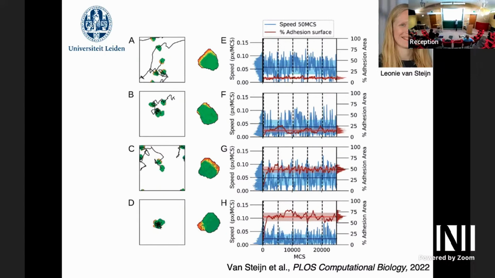Anyway, just looking for different things. But what we see here in red is the adhesion area over time. And you can see that for some parameters you find some oscillations, and also for some parameters you see really this large variability in cell speed.